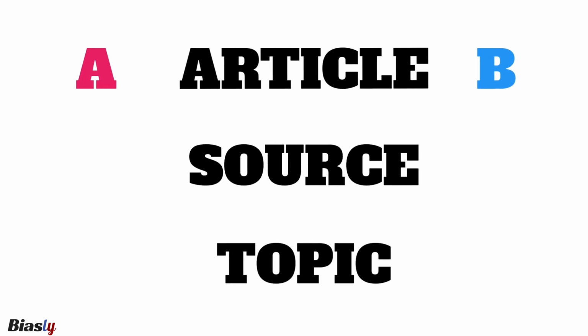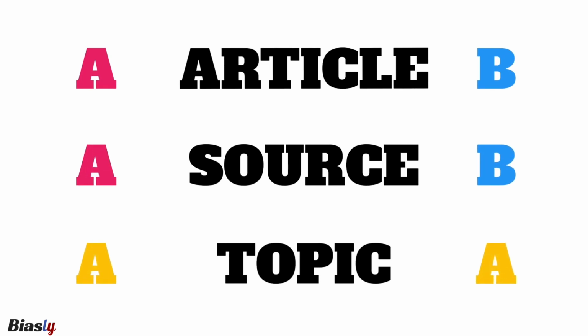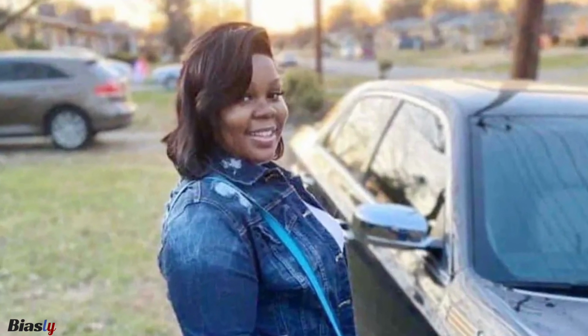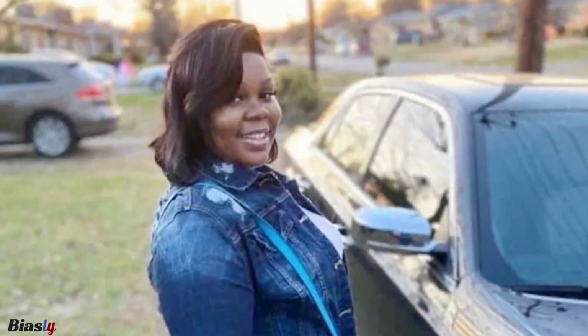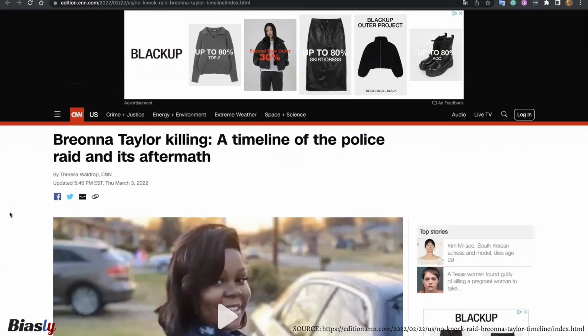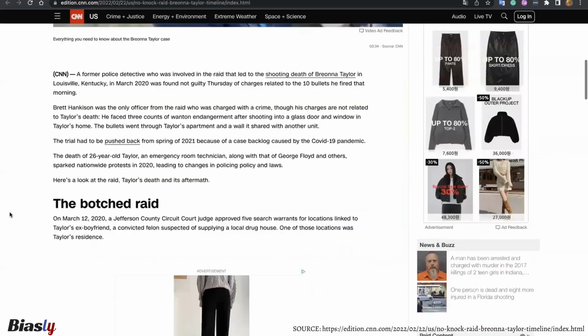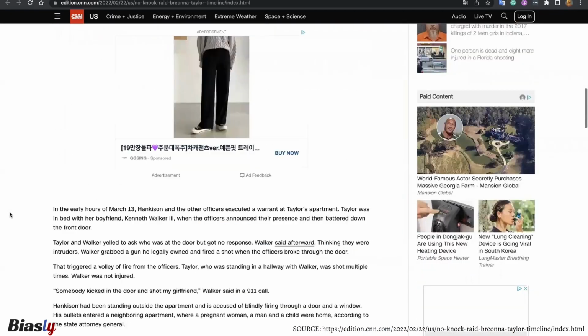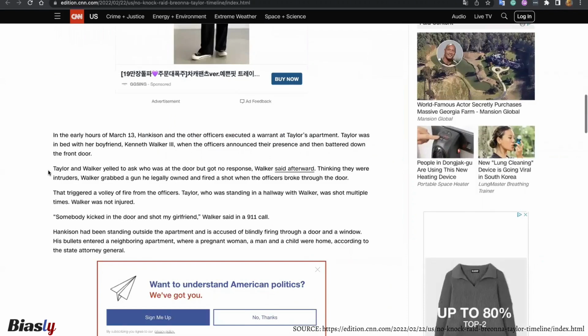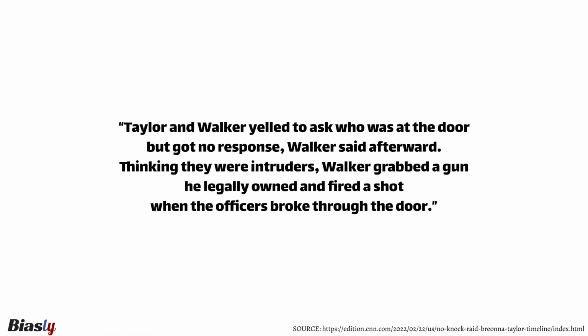Examples of this type of bias can only be seen by looking at two different articles from two different news sources on the same topic. First, let's have a look at two different articles detailing the death of Breonna Taylor. A CNN article detailing a timeline of the police raid includes the following detail about the start of the home raid. Taylor and Walker yelled to ask who was at the door but got no response, Walker said afterward.